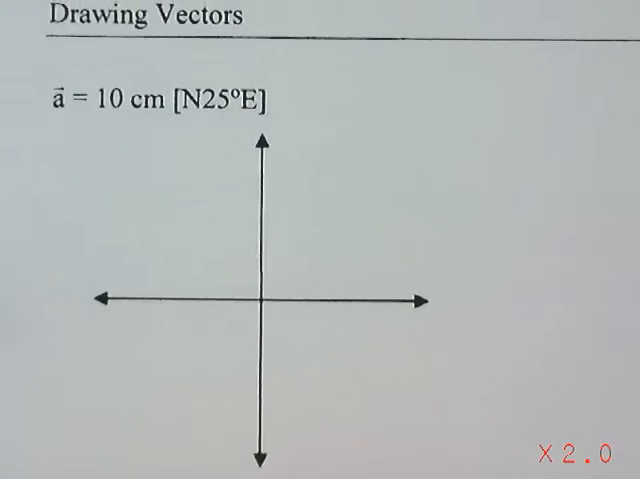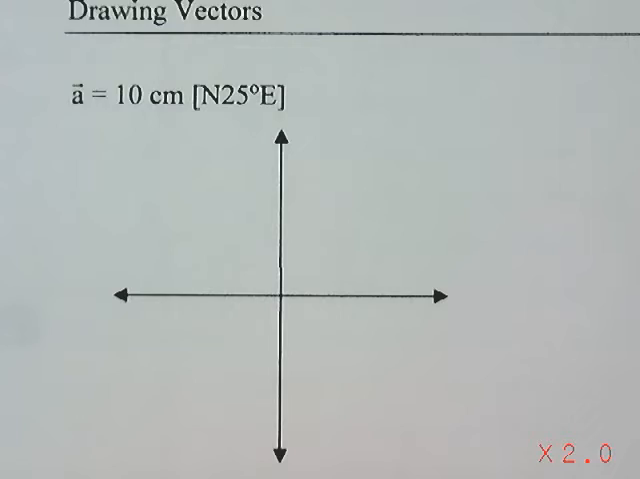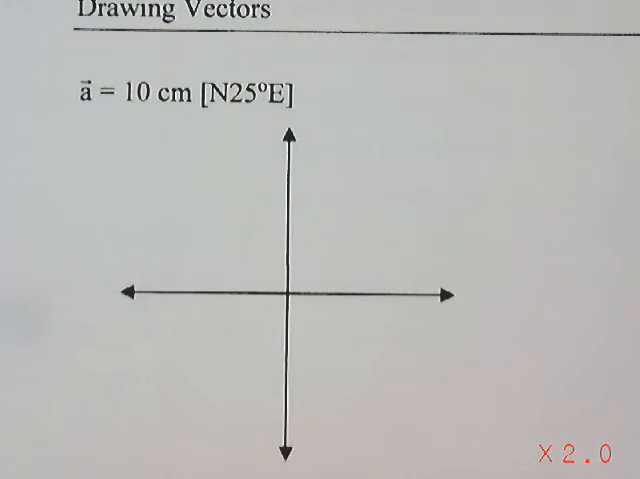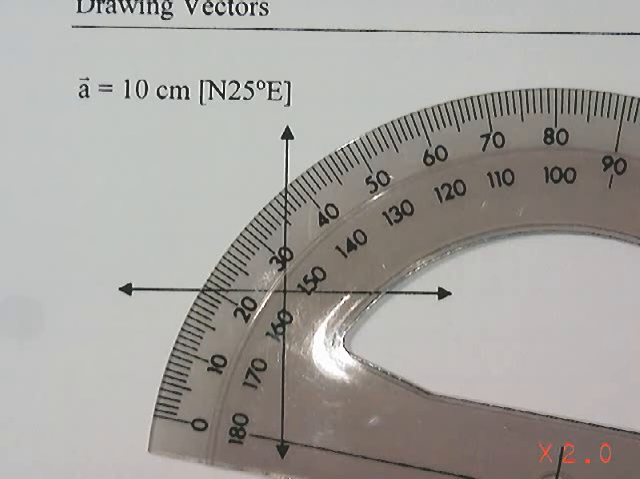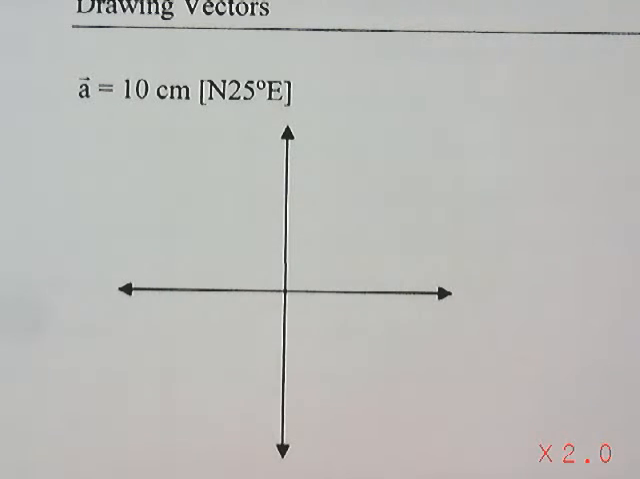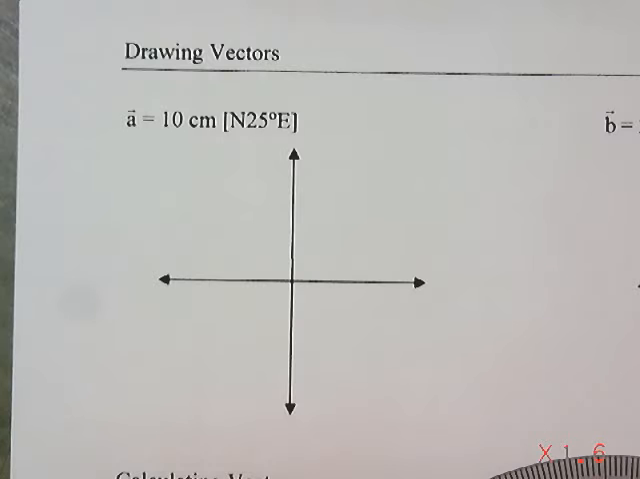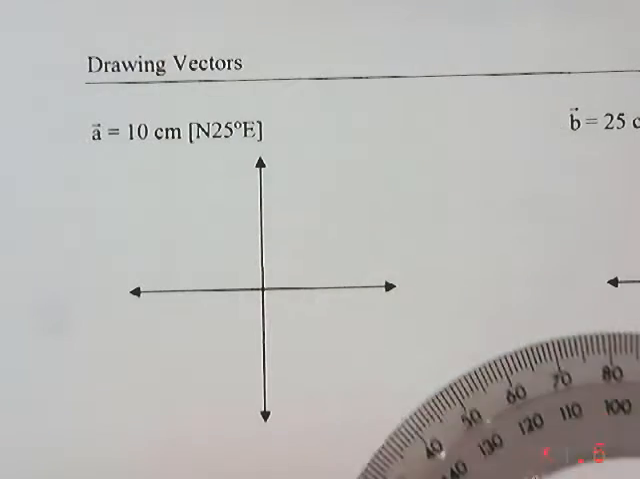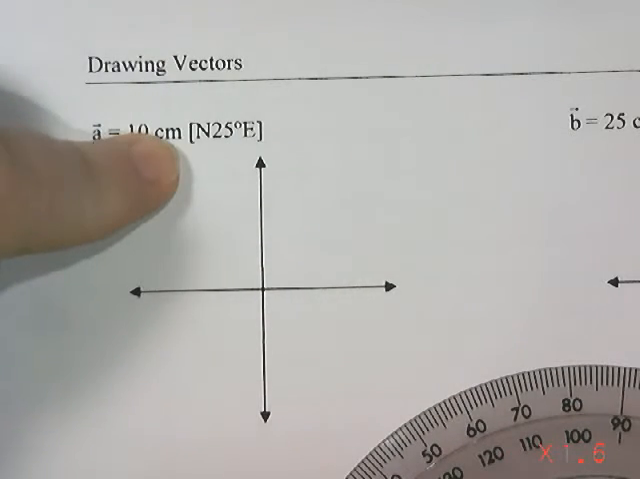When I am drawing a vector, I need two things. I need a ruler so that I can measure, and I need a protractor so that I can properly do the angle. So I'm going to start with the angle, and then I will do the actual measurement part. I'm sorry, I'm going to zoom out. There we go. Otherwise, you won't be able to see my entire protractor. So I'm going to start with north 25 degrees east.